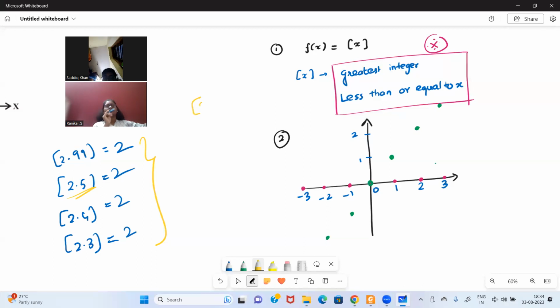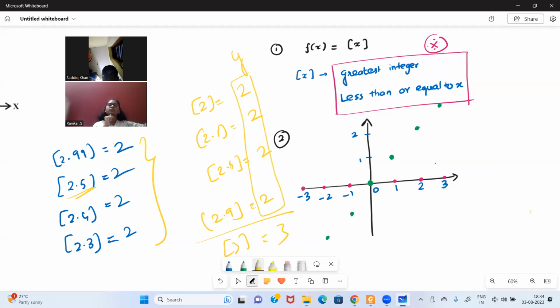What is greatest integer of 2? 2. What is greatest integer of 2.1? 2. What is greatest integer of 2.5? 2. What is greatest integer of 2.9? 2. What is greatest integer of 3? 3. So, from 2 until 3, what is the function taking? What is the y value? 2. So, height is 2. Clear to you? Yes, sir. Good.